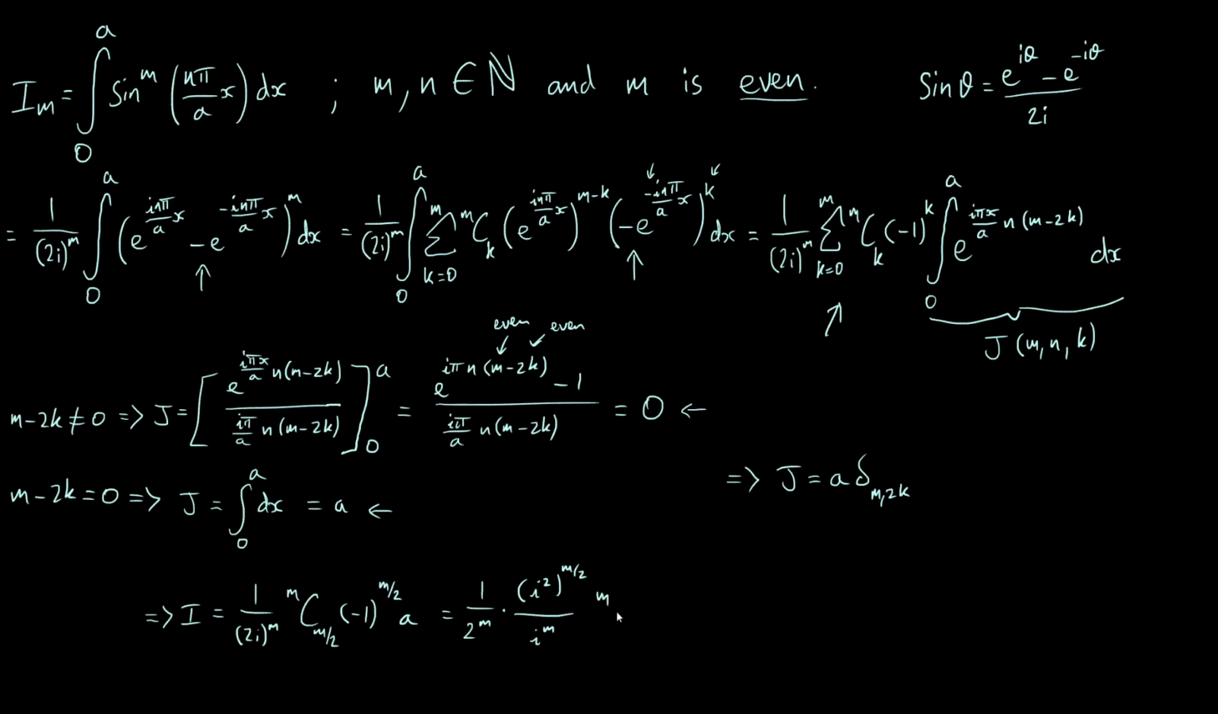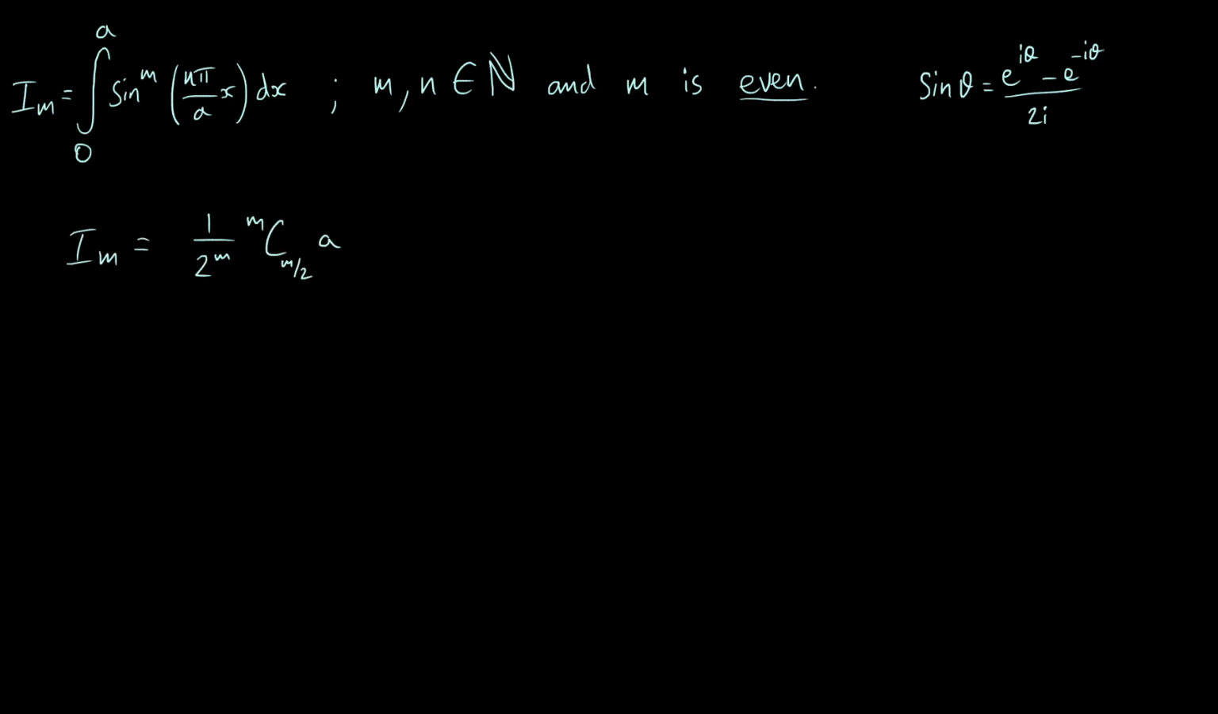And then we've got our mCm/2 times a. Okay, and conveniently, we've got i squared to the m/2. We can multiply these two things together and say that the whole numerator of this fraction is just i to the m, and so that cancels with the imaginary unit on the bottom. And so we are left with 1 over 2 to the m times mCm/2 times a. So we've now derived a perfectly valid expression that says what Im evaluates to.